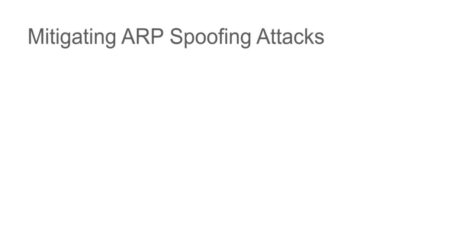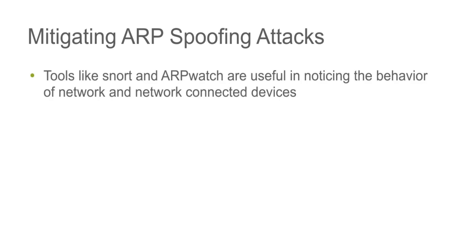Now, mitigating these attacks, well, you've got tools like Snort and ARPWatch that are going to help me identify this behavior as it happens on the network, and intrusion prevention systems like our new Cisco Firepower devices that are running Snort are going to be able to identify some of this for us. But we can also use dynamic ARP inspection, and that'll help us to mitigate some of these ARP spoofing attacks.